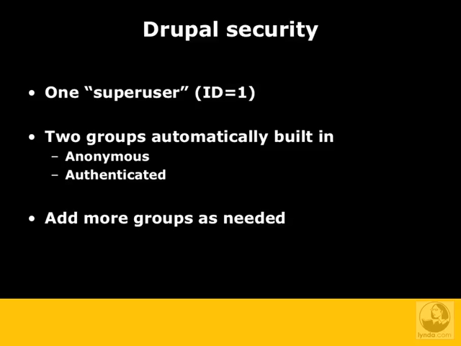The second part of Drupal security is the 2 groups that are automatically built in. One is called anonymous, the other one is called authenticated. Authenticated users are all those who have signed up for your site, while anonymous users are those who just happen to be browsing it without signing in. Finally, Drupal security allows you to add more groups as you need them, and you probably will do that if you have a collaborative site. So, for example, you may have one group that's editors, and one group that's writers, and another group that's graphic designers, each one of which can only affect their particular area.